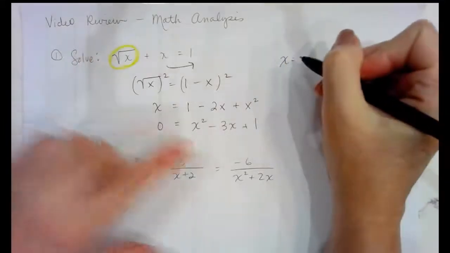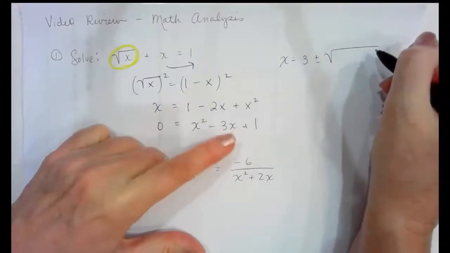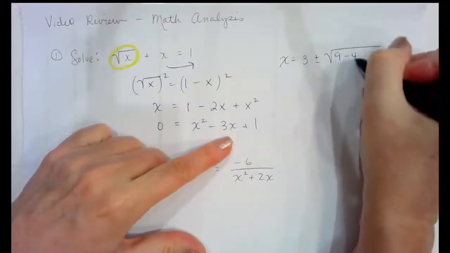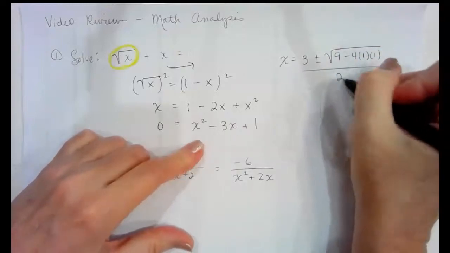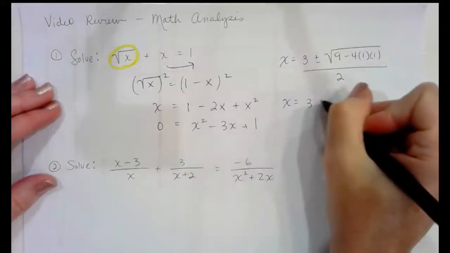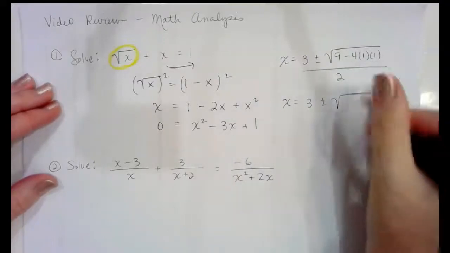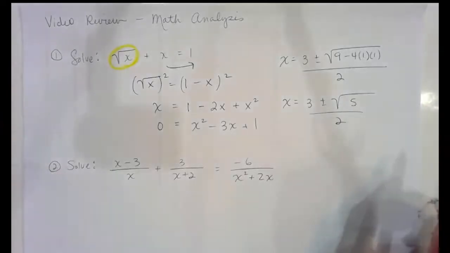So x equals negative b plus or minus the square root of b squared minus 4 times a times c all over 2a. So this is pretty simply solved because the numbers are small. We get 9 minus 4, that is 5, and that is our answer.